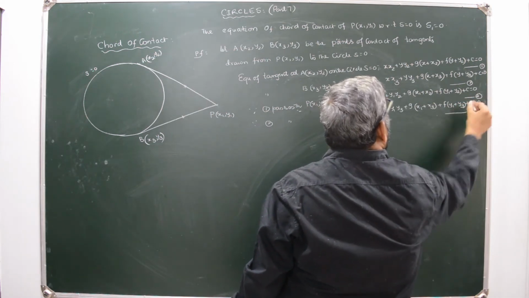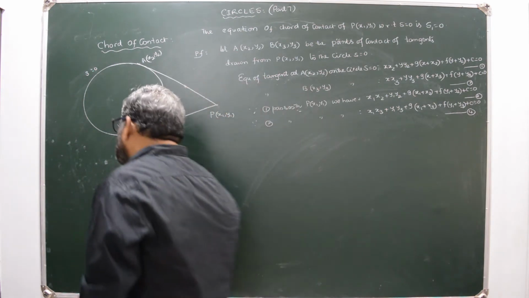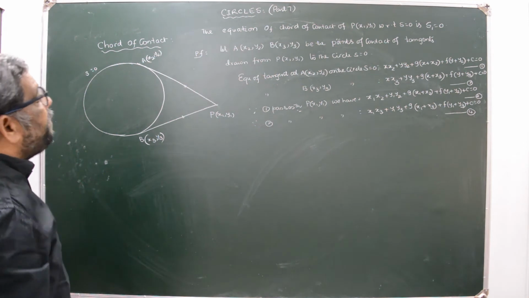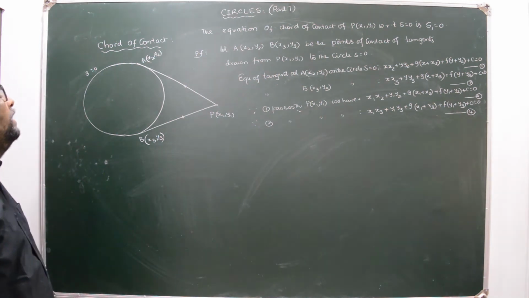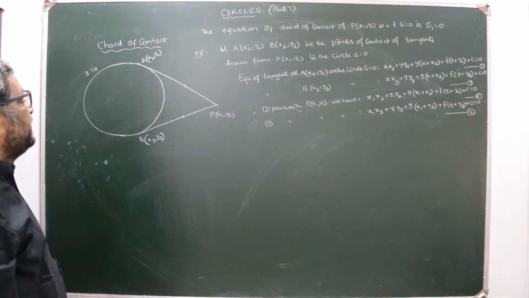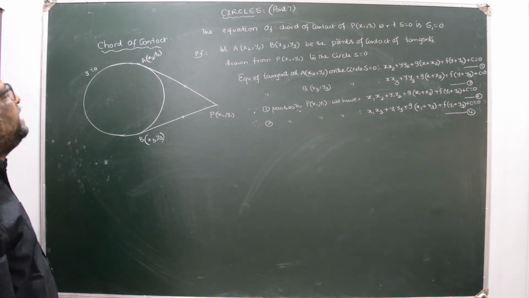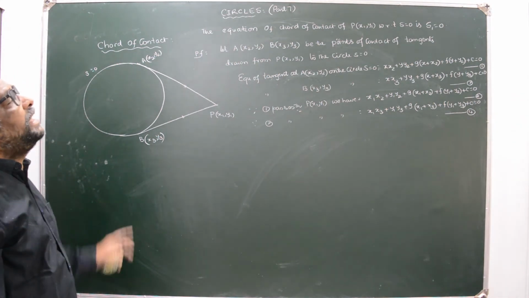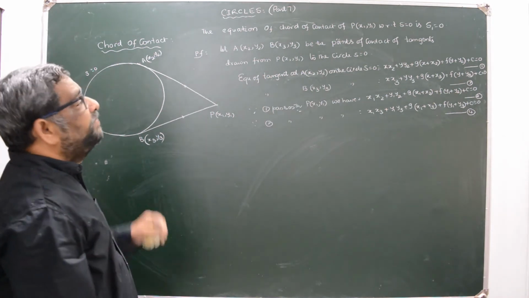You call this as 4. These are the conditions that we obtain by the given data. Because it is given that the point P is outside the circle, therefrom we are drawing two tangents which are meeting the circle at A and B. The join of AB is called the chord of contact. Now our intention is to find out the equation of the chord of contact of P.